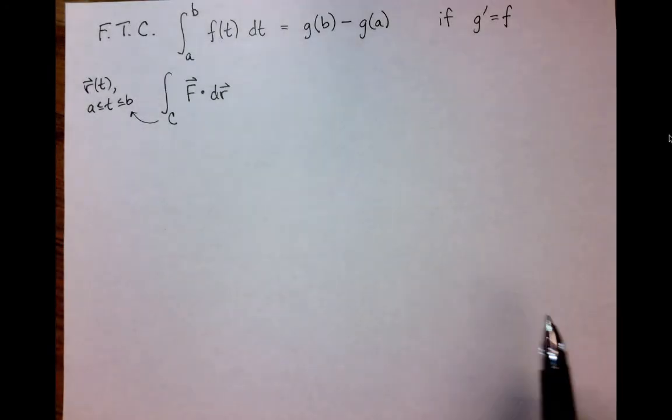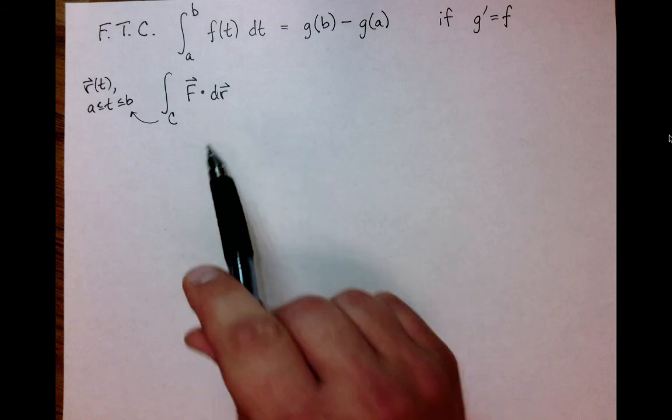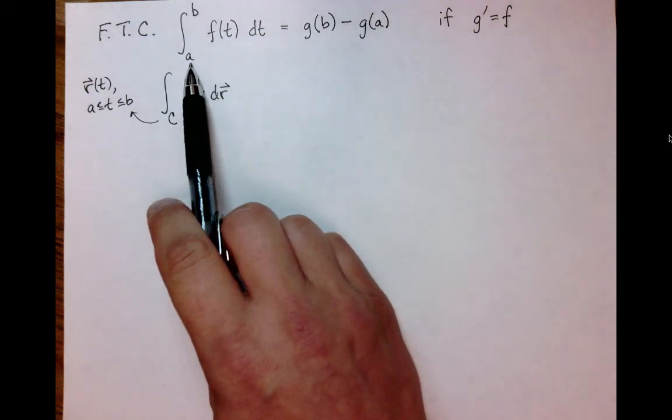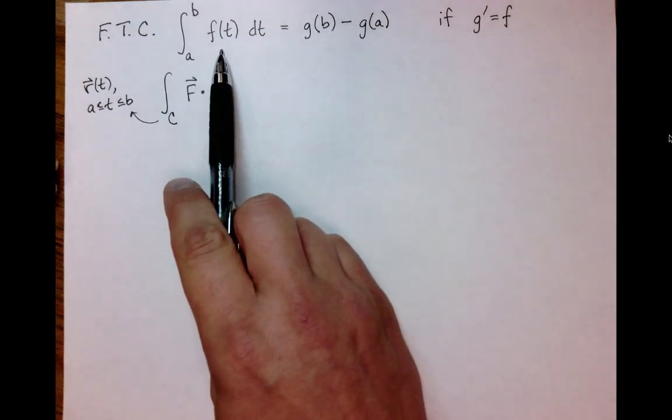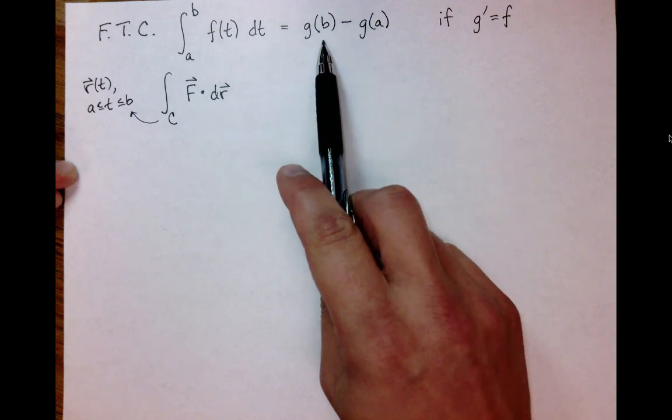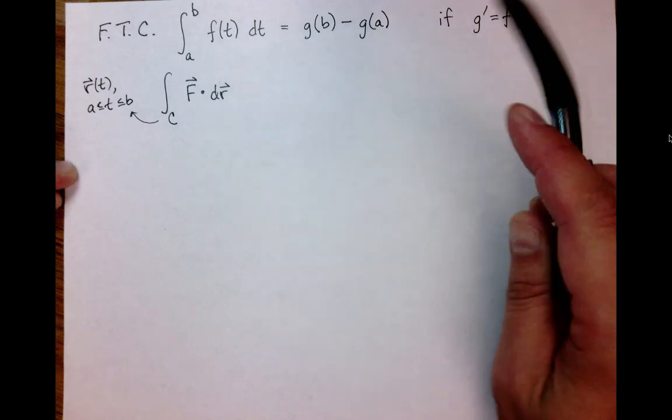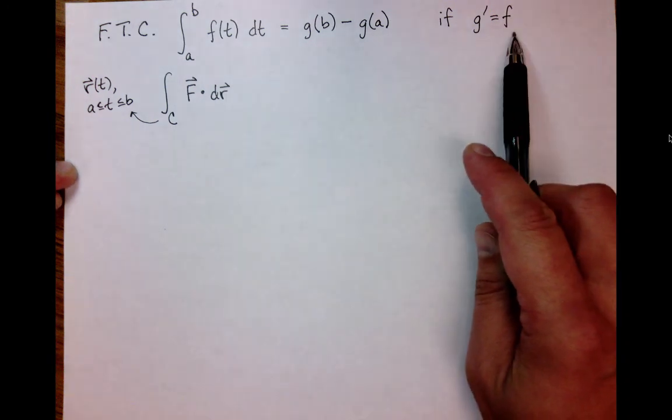Okay, so the fundamental theorem of calculus, which you learned a long time ago, says that the definite integral of f of t dt is g at the right endpoint minus g at the left endpoint if g is an antiderivative of f.